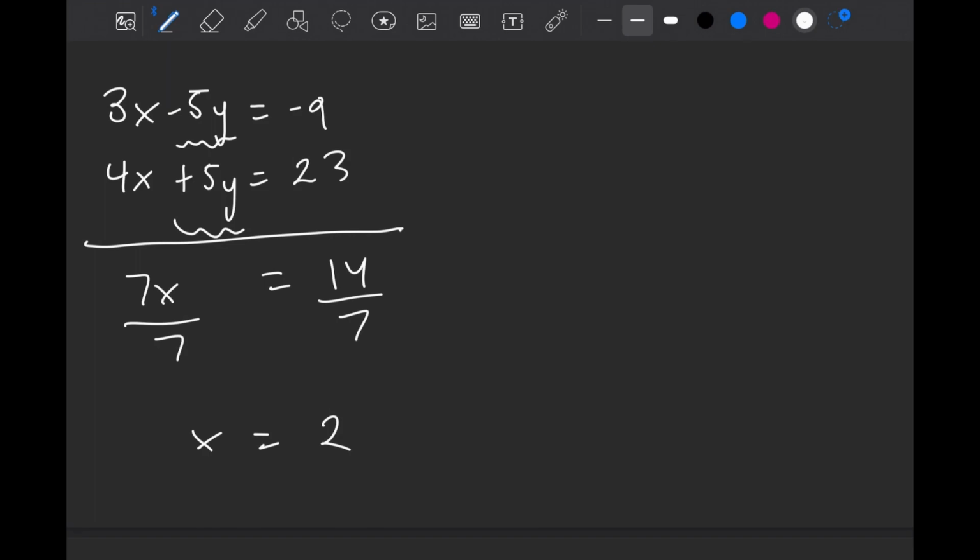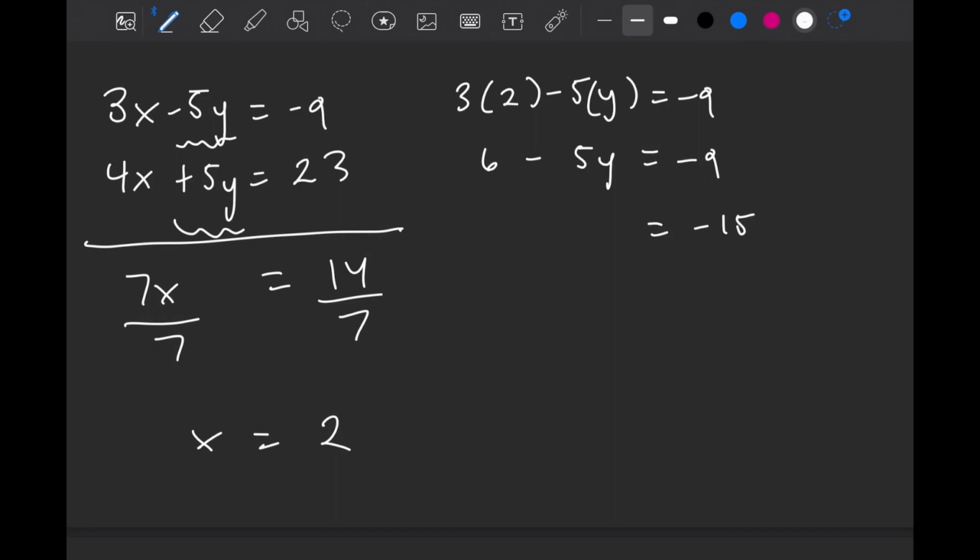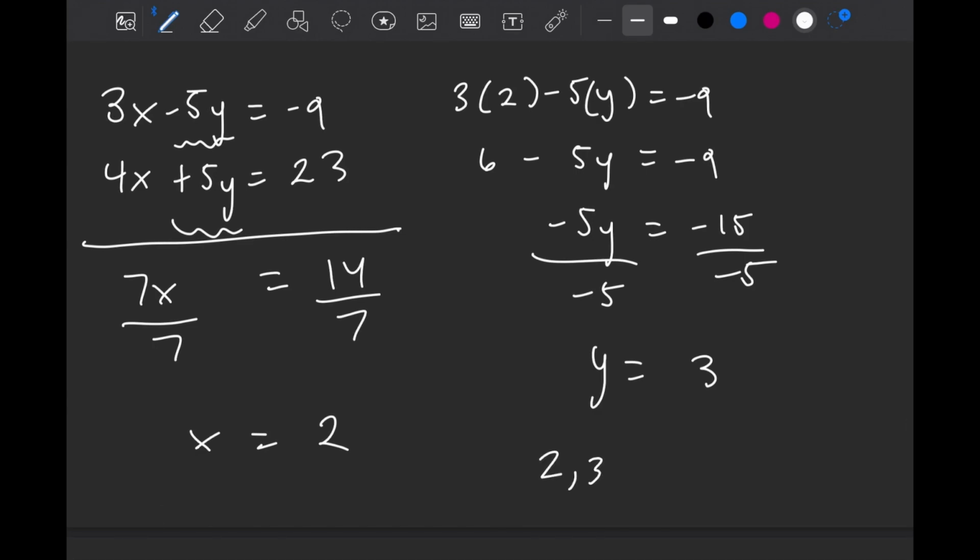Then you can plug in x into any of the equations and solve for y. So when we do that, it will be 6 minus 5y is equal to negative 9. Then you can subtract 6, so it will become negative 15. Then we have negative 5y, so we divide, and y will be equal to 3. So the solution, the intersection of those two functions, would be at (2, 3).